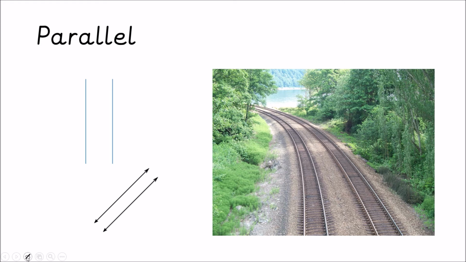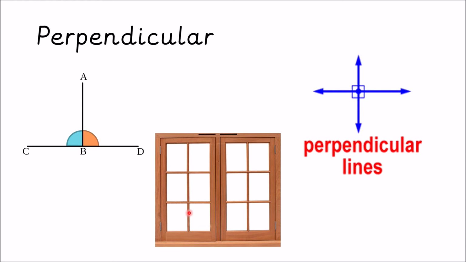And let's briefly revisit what parallel means. So parallel lines are lines that are the same distance apart at all times. They do not get any closer to each other and they will never touch. Train tracks are a great example of parallel lines. They do not touch, they remain the same distance apart because the wheels of the train have to fit on them. They are parallel lines.